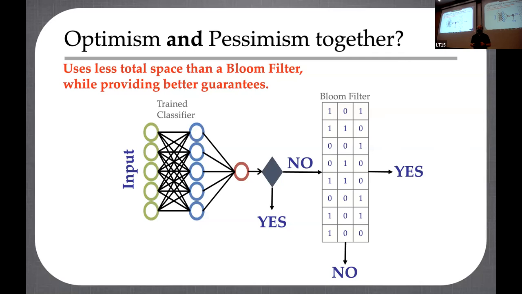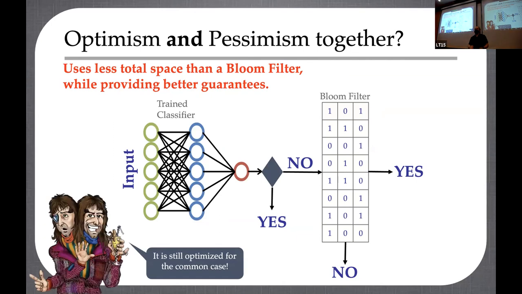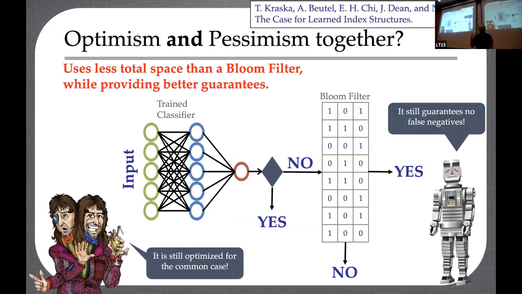And so by combining the optimism of our classifier and the pessimism of our Bloom filter, we actually get the best of both worlds, it turns out. So it's still optimized for the common case. You still get the good performance of the classifier, but you also get the no false negative guarantees that you would get from a Bloom filter. And of course, how much space does this use? In practice, it uses less space than a Bloom filter does by itself. So we can have the Bloom filter be a lot smaller than it would have had to be before to get just as good or better results. And you can't see at the top, there's a reference over here. This was from the paper called The Case for Learned Index Structures, by some people at Google mostly.